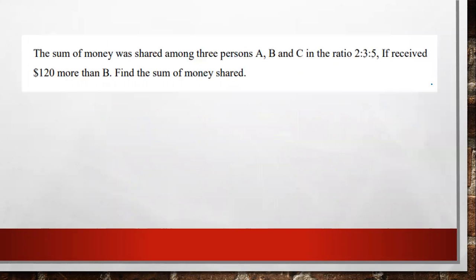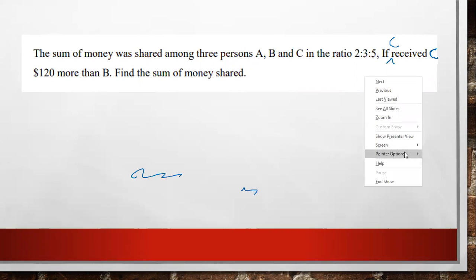Okay. So I want you to try this one for me. This one is similar to what we did a while ago. I'll give you 2 minutes to figure it out. Everybody copy the question and try it. A sum of money is shared among 3 persons, A, B, and C, in the ratio 2 to 3 to 5. If C received 120 more than B, find the sum of money shared.